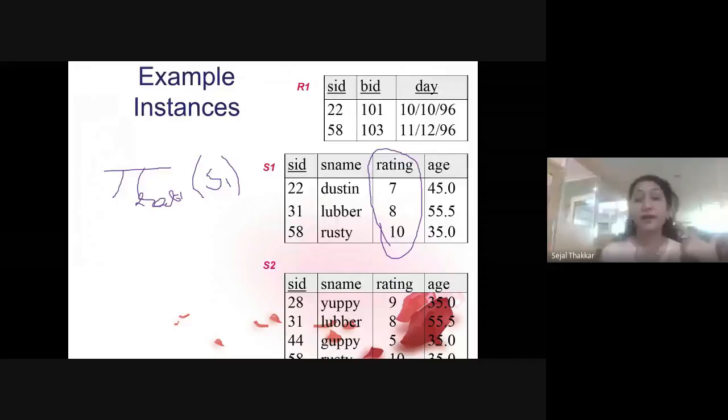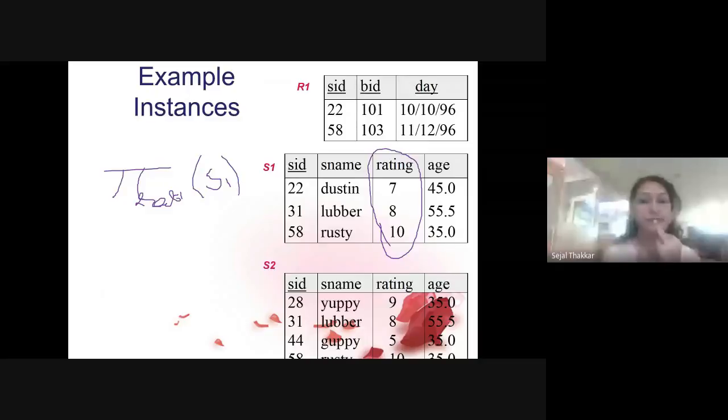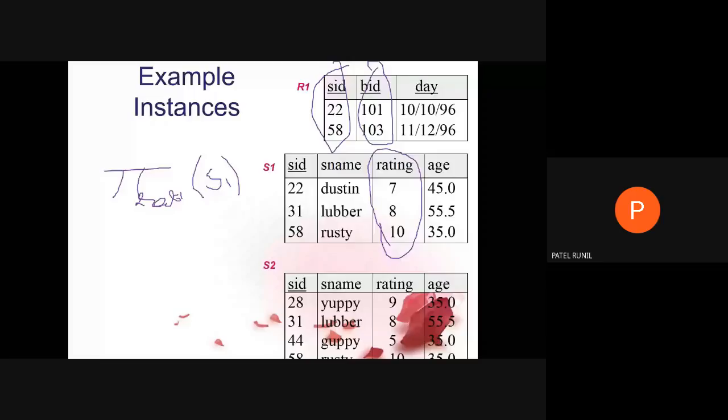If I'm interested in selecting two columns from the table, SID and BID, in that case, what can I write down? Same as before. Whenever you want to select a column, pi must be there, right? But here we are selecting more than one column. So you tell me, how can I select? Pi SID, BID from R1.